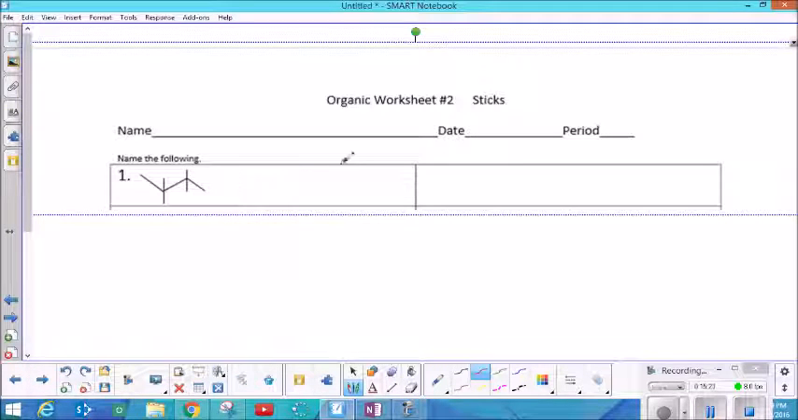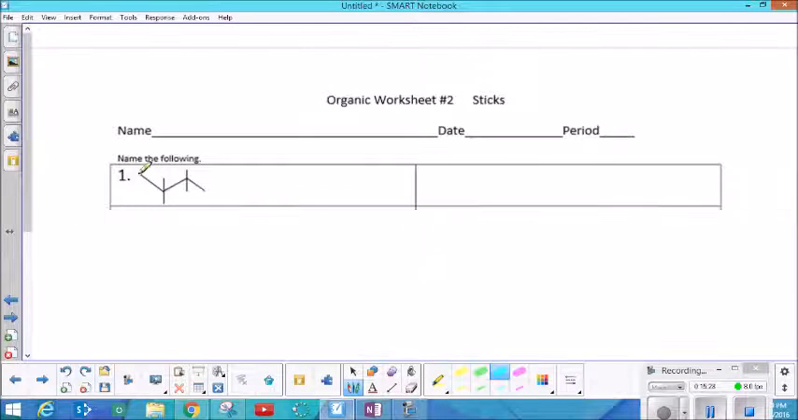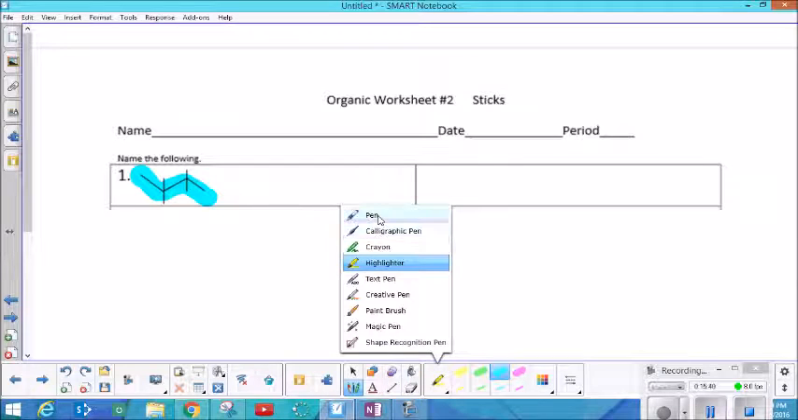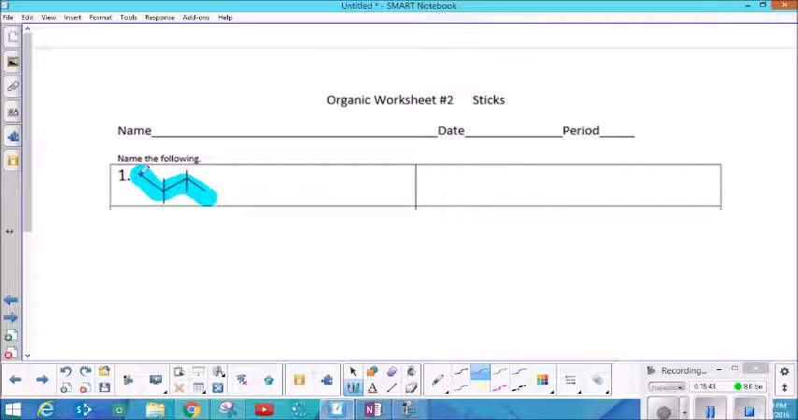Last one is organic worksheet number 2, the sticks worksheet. It's exactly the same, except you don't get to see the carbons. It is find the longest continuous run. So 1, 2, 3, 4. I'll highlight that with the pen instead. It was kind of hard to see. So 1, 2, each end of this. 1, 2, 3, 4. That's my longest continuous run of C's. So my last name is butane, because they're all single bonds in this diagram.